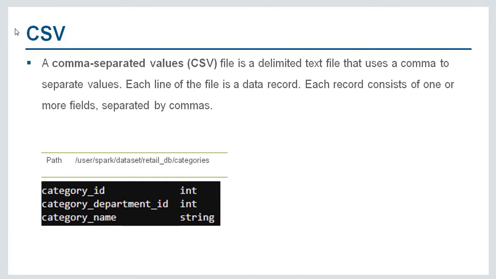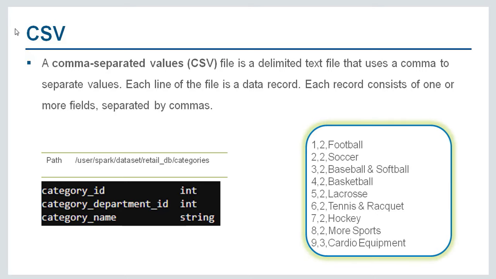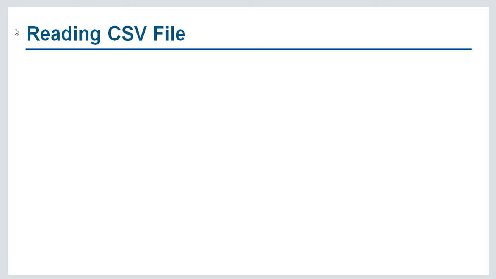So from our practice datasets, we have categories data in CSV. The schema of the categories data is that we have three columns. We have category ID, we have category department ID, and we have category name. The data looks like this. If you see this data, every row is a new record. That means every row is a new category, and the three fields of a row are separated by a comma.